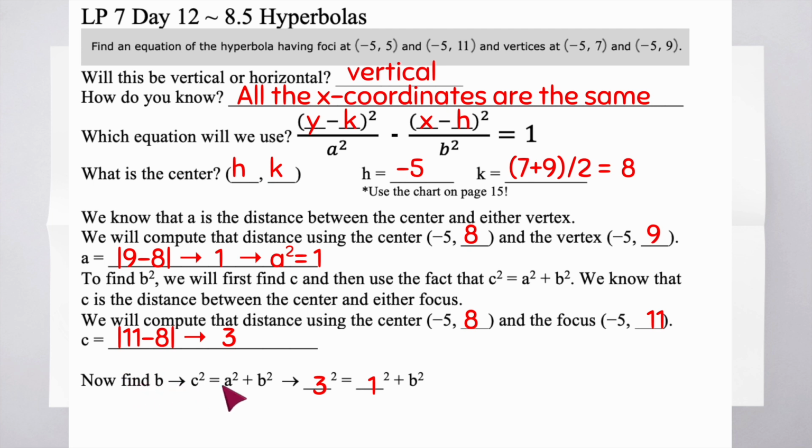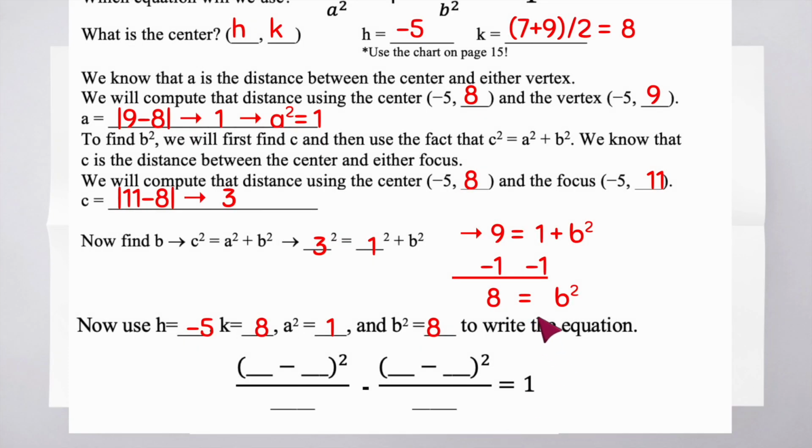Now we're going to find b by using our Pythagorean theorem. Since c squared equals a squared plus b squared, 3 squared is 9, 1 squared is 1, and b squared stays b squared for right now. We're going to subtract 1 from both sides, so we're going to have 8. I could take the square root of this, but I actually don't need to, because I'm going to use b squared in my equation. If you take the square root of 8, you get a funky little decimal, but you don't need it. You just need b squared.